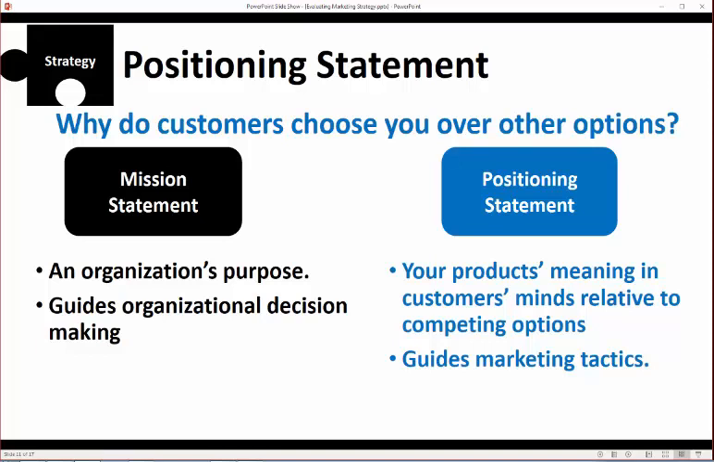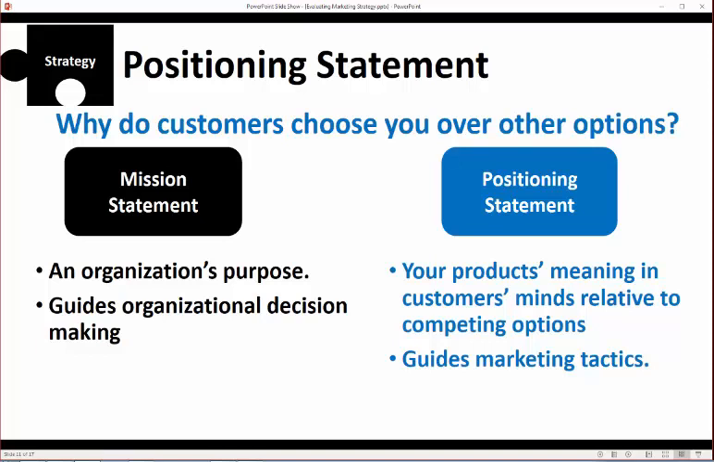Another element of marketing strategy we'll need to evaluate is our positioning statement. This helps us understand, why do customers choose us over other options? Companies are really good at having a mission statement, and some are better than others at making sure everyone in the organization knows and understands and believes in that mission statement. And that statement talks about the organization's purpose, who they are, why they exist, and it guides their organizational decision making. Strategy philosophers will speak a lot about the importance of your mission statement. Well, in marketing, the positioning statement is equally as important and equally as critical.